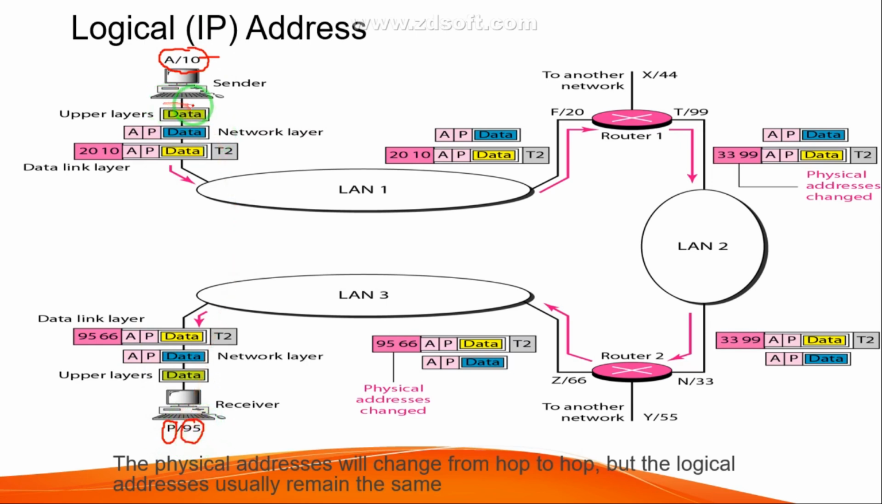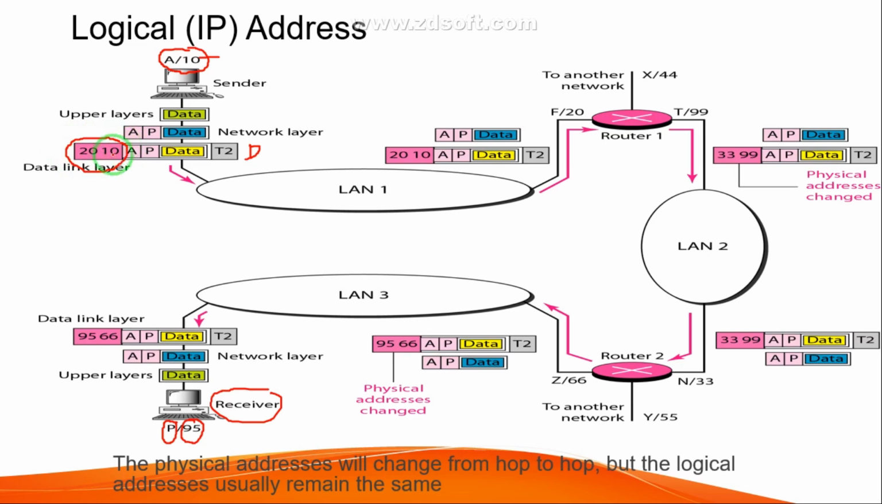So how does the data come from the network layer to the data link layer? At the network layer, see, it has done the encapsulation A and P. What is A? It is the sender's logical address. What is P? It is the receiver's logical address. So this packet has been given to the data link layer, that is the second layer.